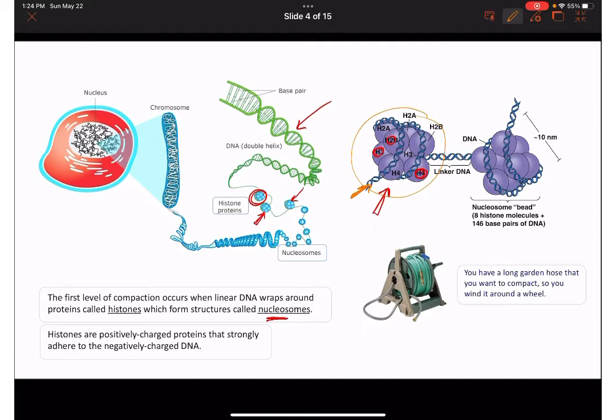And a good analogy for this is a garden hose. You have this long garden hose, and you can leave it just laid out across the lawn. But if you want to compact it, if you want to make it nice and tidy, then you can roll it up on this wheel, and now you have a whole bunch of hose, or a whole bunch of DNA, in this one structure that we call a nucleosome.